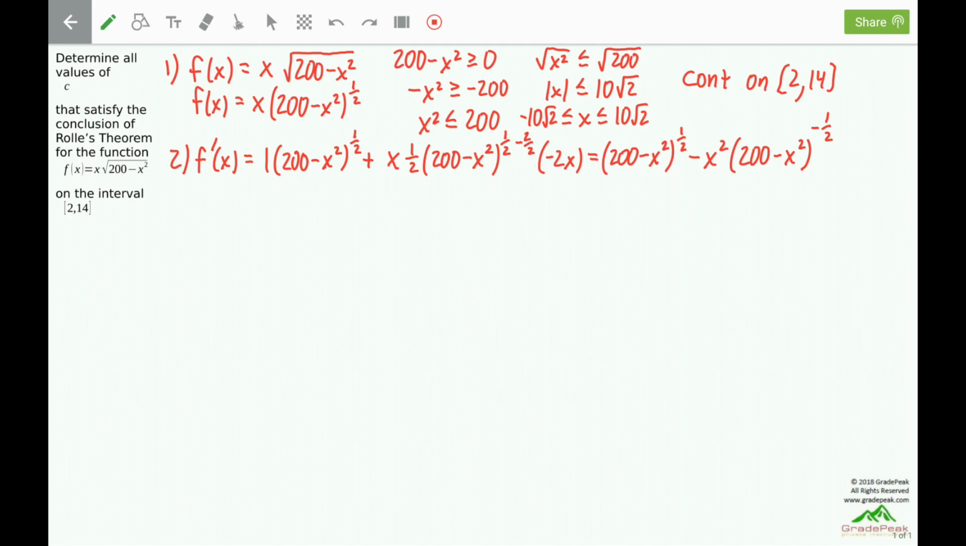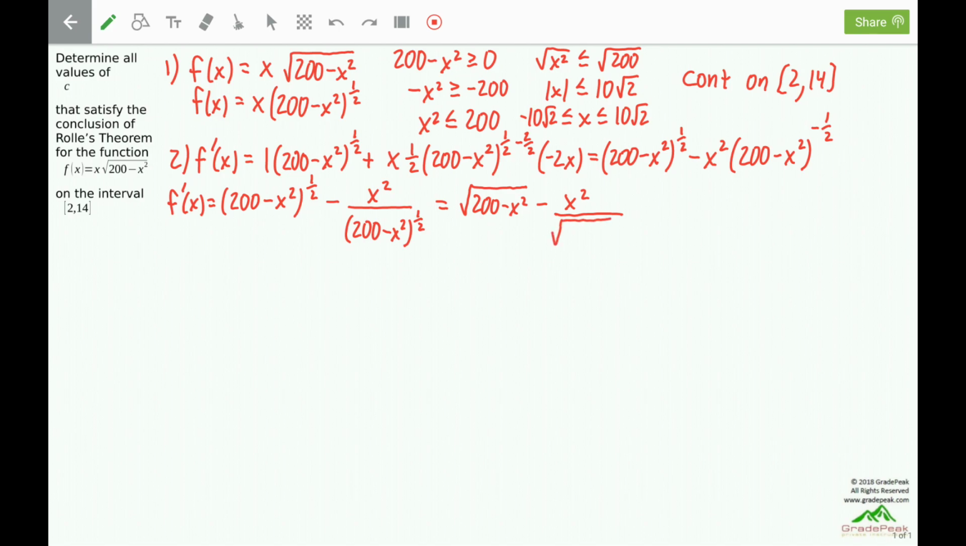Since we have a negative exponent, we will need to rewrite that second term by moving it to the denominator to make it a positive exponent. So the derivative will equal 200 minus x squared to the 1/2. We'll leave that term alone. And then minus the second term: the x squared will stay in the numerator, since it's not raised to a negative exponent, but the 200 minus x squared will need to move to the denominator to become a positive 1/2 power. The positive 1/2 power is the same thing as square root, so we can rewrite each of these as a square root where we see the positive 1/2 power.